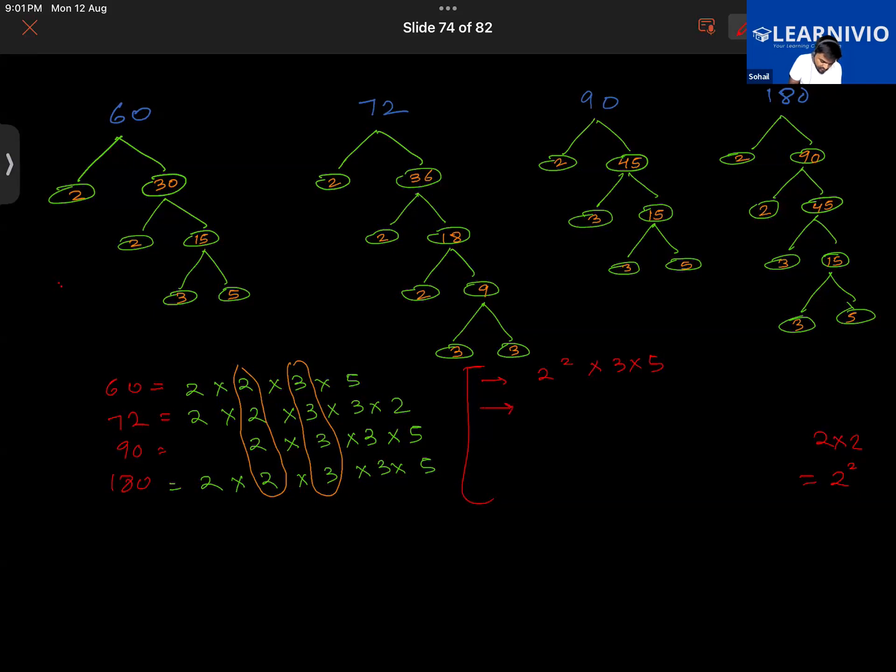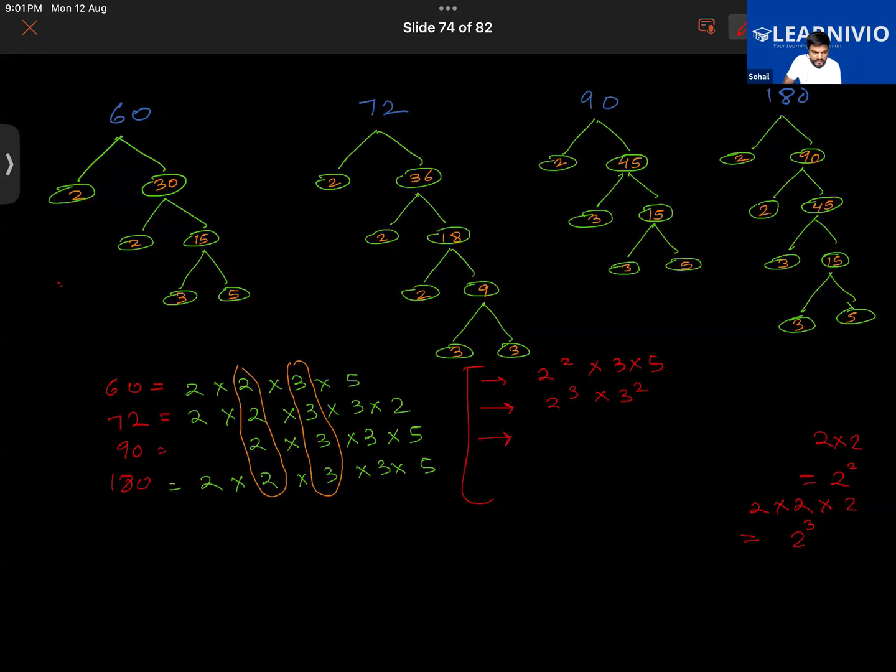For 72, can I write it like this, guys? Can I write it as 2 cube multiplied by 3 square? 2 is multiplied 3 times here: 2, 2 and 2. Getting it? So if a number is being multiplied with itself 3 times, just write the number and write the number of times it is being multiplied with itself. Are you guys getting what I have done over here?